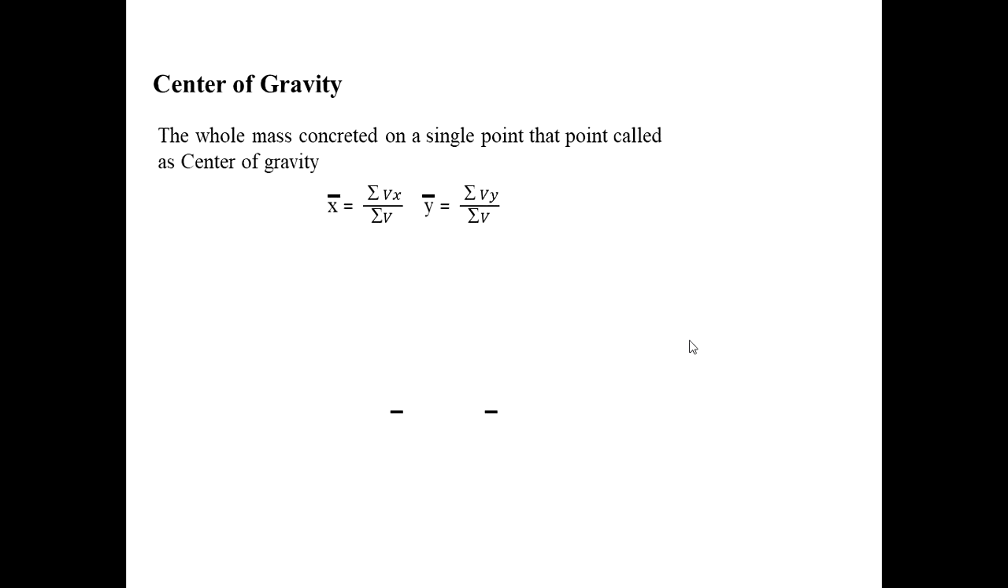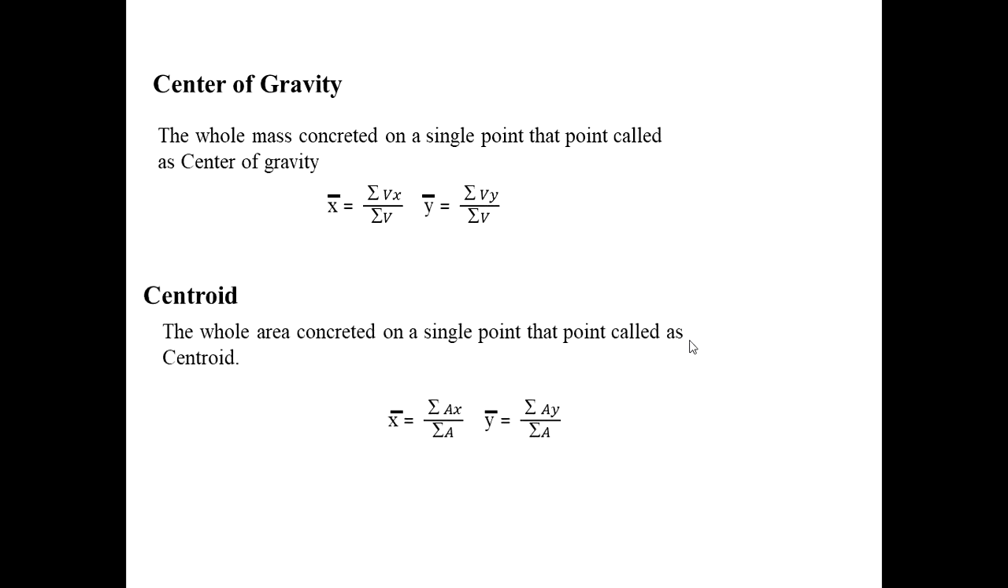Then next, center of gravity. The center of gravity means the whole mass concentrated on a single point, that point called as center of gravity. Center of gravity deals with the mass. And how to calculate that CG for any section is x bar is equal to summation of Vx upon summation of V, and y bar is equal to summation of Vy upon summation of V.